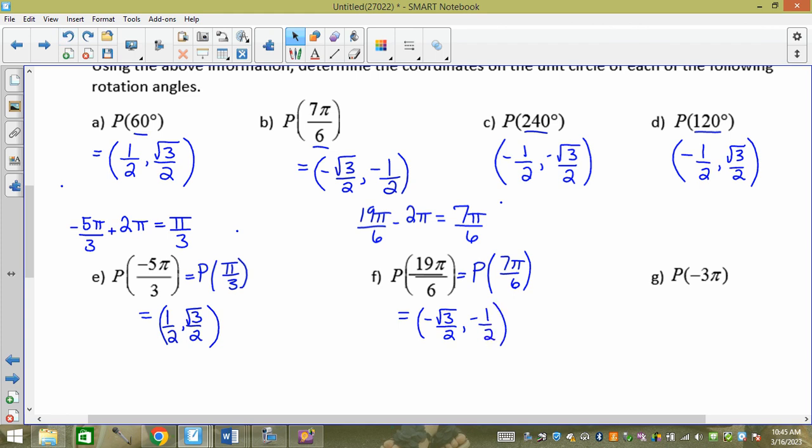Okay, negative 3 pi. We've done it above and do it again. Negative 3 pi plus 2 pi is negative pi, plus 2 more pi is pi. Which is negative 1, 0.